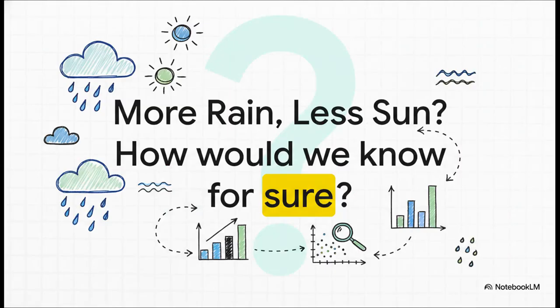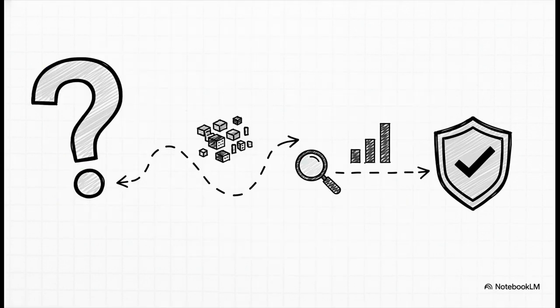Let's start with something we've all probably thought about. You know that feeling? It just feels like it's been raining more this year, and you're seeing less of the sun. But is that real, or is it just a feeling? How would you actually prove it? A simple, everyday question like this is the perfect starting point. So let's do it. We're going to follow the exact path a data analyst would take to crack this exact problem. We're going to see how they transform a bunch of raw numbers into real, actual insight step by step.